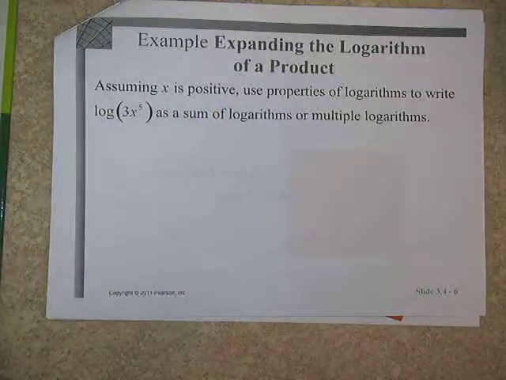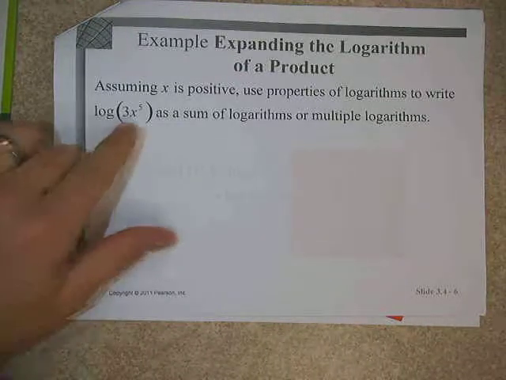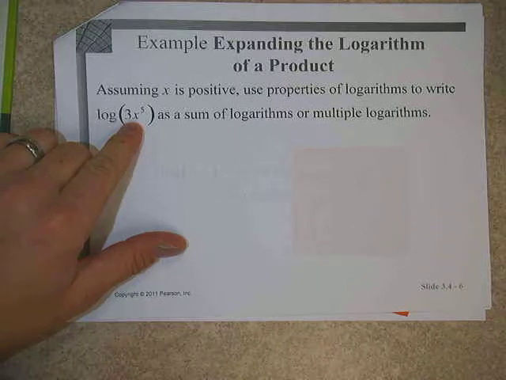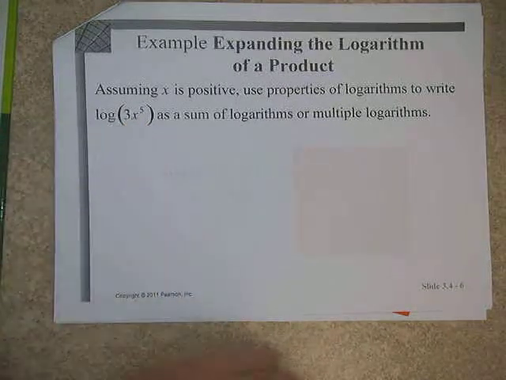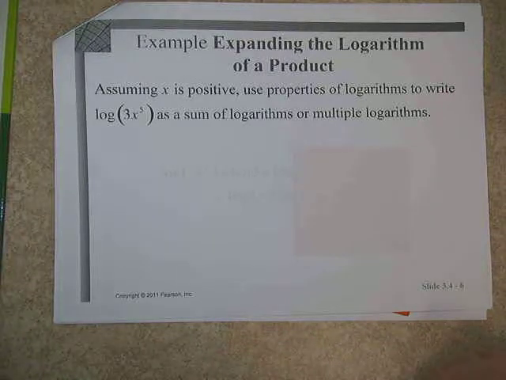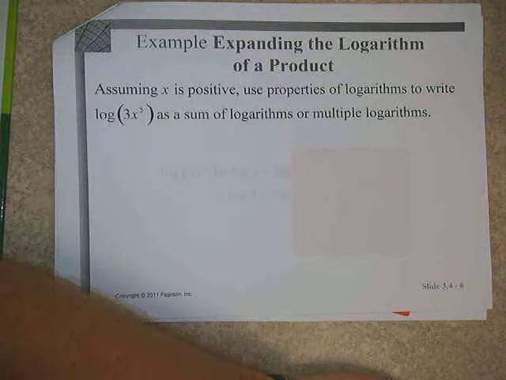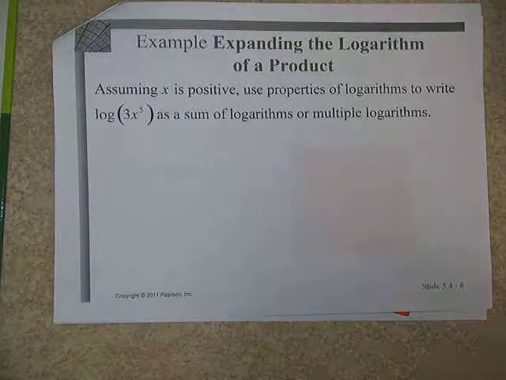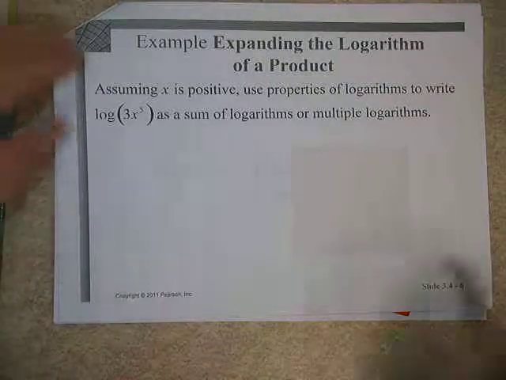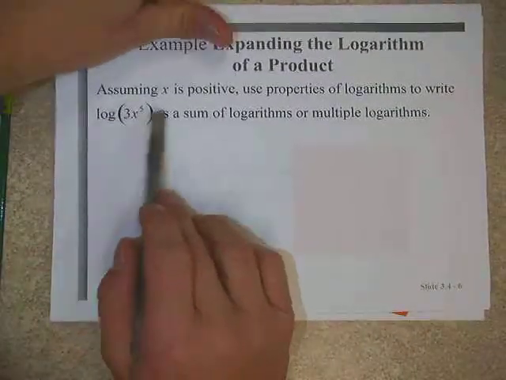It says that assuming x is positive, and keep in mind it has to be positive here because if it were negative, we would have a negative, and we know that logarithms have a domain of 0 to infinity. So it wouldn't make sense to take the logarithm of a negative here. So we're assuming that's positive, and we want to use the properties of logarithms to write log of 3x to the fifth as a sum of logarithms or multiple logarithms.